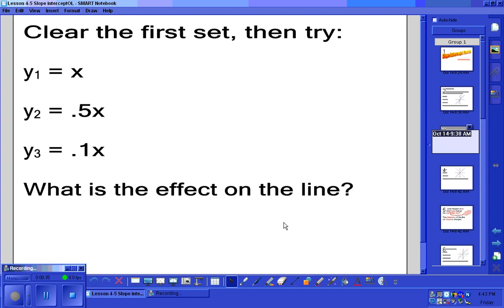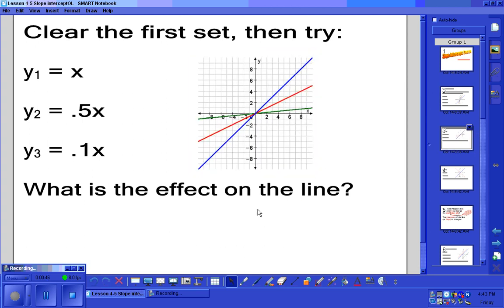All right, clear your first set. Again, pause the video. Go ahead and graph these three lines. All right, here's what you should have. Again, what's happening to the line as you change that number next to x? Well, you can see that this time it's getting less steep each time.